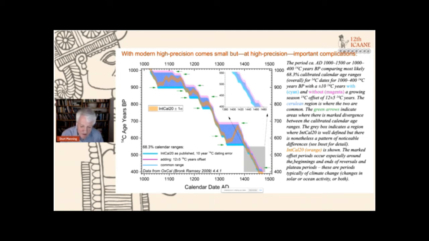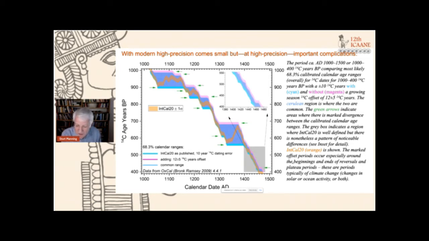We can examine the differences that apply depending on whether or not a small growing season offset is allowed for. So if we look at the graph here, I've allowed for a 12 plus or minus 5 radiocarbon years offset, as has been suggested in a paper we wrote last year, as possibly relevant for modern AMS data versus the modern AMS-based curve. So it's a minimum value for the best data. The slide shows some of the differences.